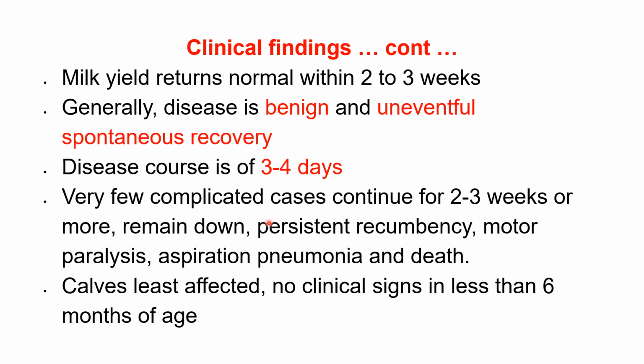But in very few cases, it may become a complicated case and the disease continues for 2 to 3 weeks or even more. The animal may remain down or weak or emaciated. There may be a persistent recumbency. The animal is unable to get up because of ischemic muscle necrosis caused by the disease, and continuous sitting puts pressure on the blood vessels and on the muscle. There may be a motor paralysis.